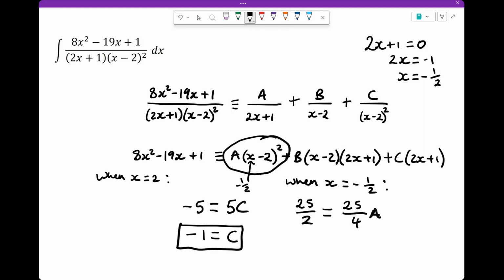So now we have an equation which we can use to find a, and to do that we're going to have to divide by 25 over 4 on both sides. So if we do 25 over 2 divided by 25 over 4, we get an answer of a being equal to 2.